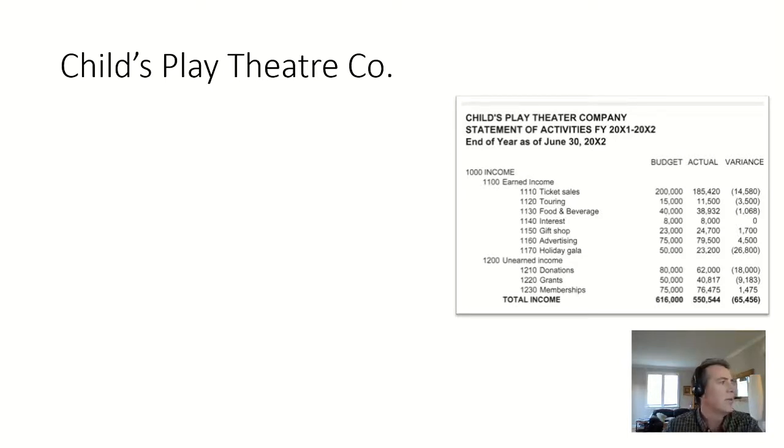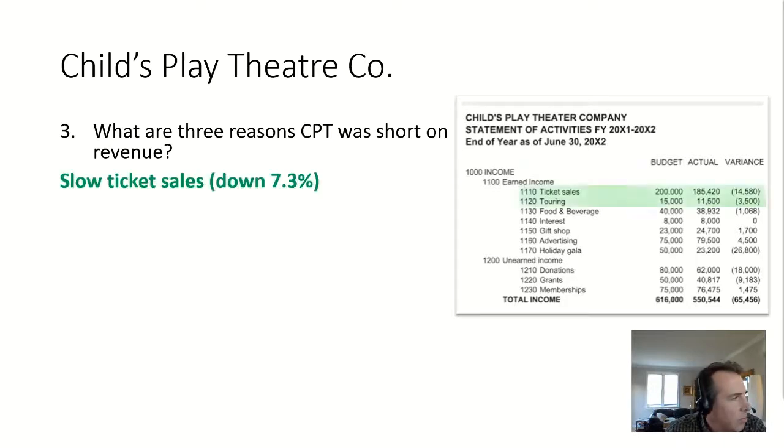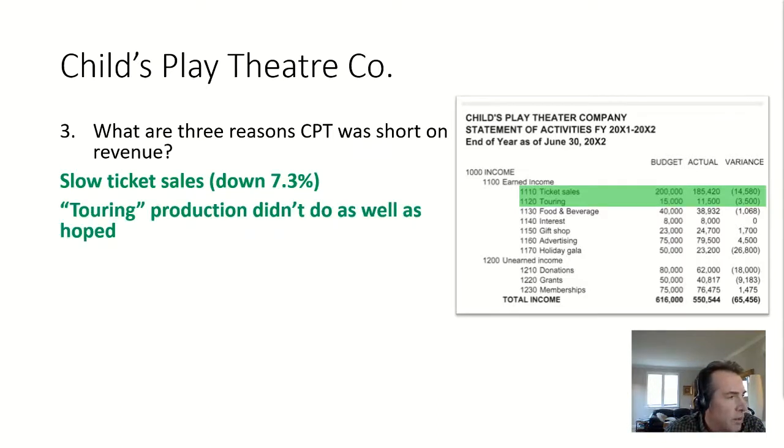All right, so moving on to question 3. What are the 3 reasons Child's Play Theater was short on revenue? So this question asks about revenue, so you know that is going to be listed in the income statement, or the profit and loss statements, or the statement of activities in this particular case. So the 3 big reasons that I came up with were we had slow ticket sales. Obviously, those were down quite a bit. The touring production, whatever that is, didn't do as well as we had hoped.